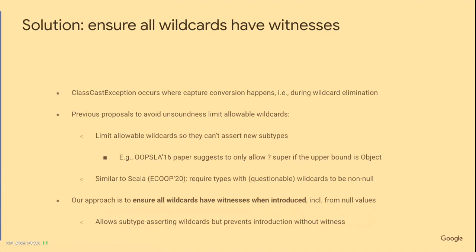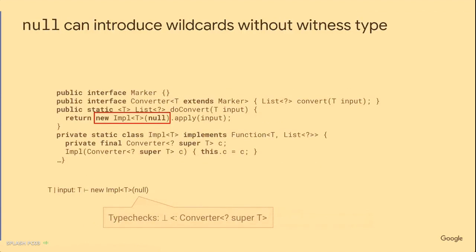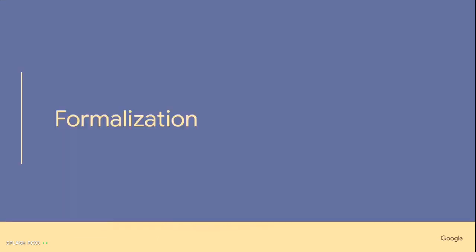Our approach is a little bit different. It is to simply require that all wildcards have a witness when they're being introduced, including from null values. And so by that, we are allowing subtype-asserting wildcards, but we prevent their introduction without a witness. With that, this statement here would just fail because there's no witness that we can provide at this point. And so then suddenly this code doesn't type check anymore.